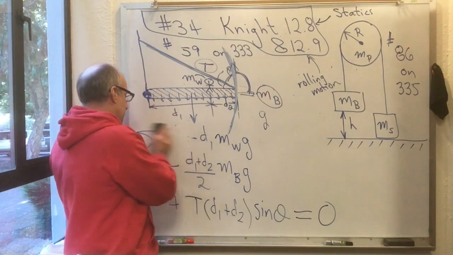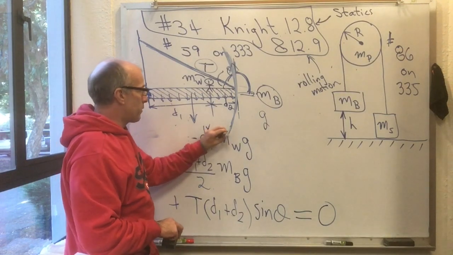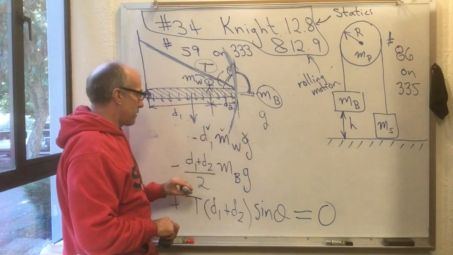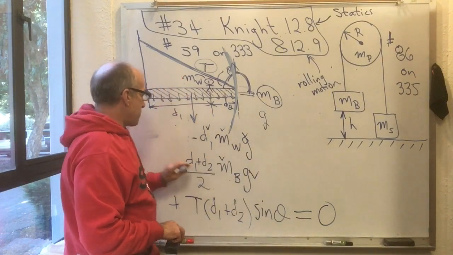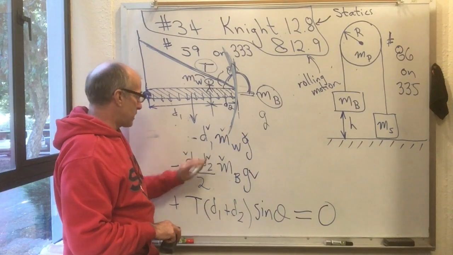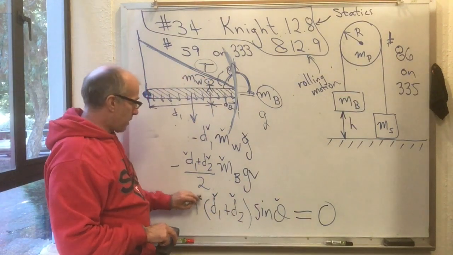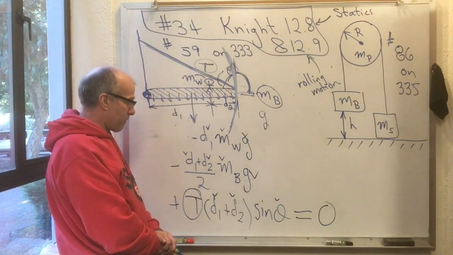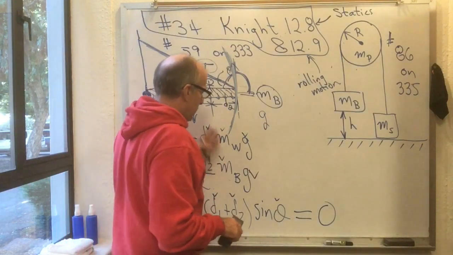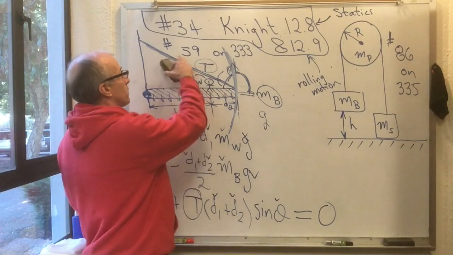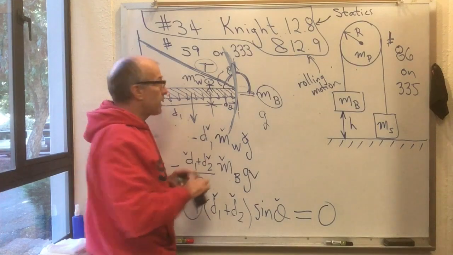Now, you can see this thing involves one of the givens, D1, another one of the givens, the mass of the worker, another one of the givens, always the gravitational constant, G, the mass of the beam, D1 again, and D2. D1, D2, and theta are given, so you can clearly solve this entire thing for T. And I'm not going to do that algebra, it's trivial. Solve this thing for T, plug in the numbers, and you'll get the answer to number 59 on page 333. And that's about all I'm going to show you on statics.